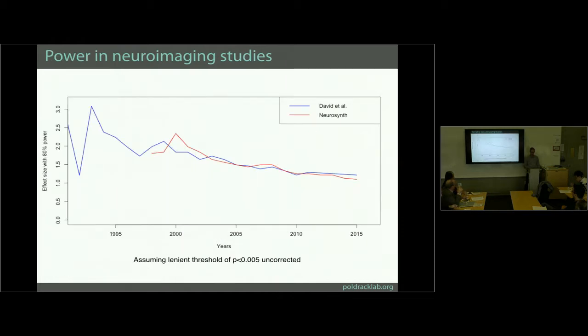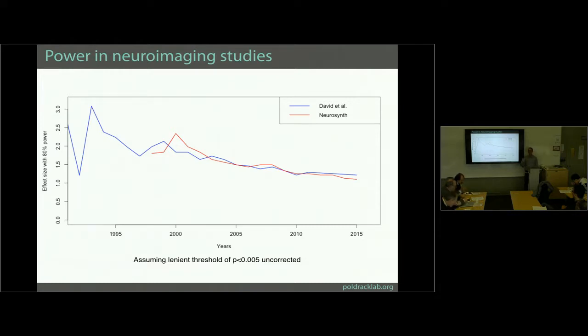So what does that tell us about power? Well, we don't know exactly what the right way to compute power is for these studies. But one thing we can do is just say for the simplest possible test, for a one sample t test, let's say threshold at p less than 0.005 uncorrected. So for a really liberal test that we know is actually too liberal, we still see that the effect size we have power to find is around 1, which is a monstrous effect size. Basically what this is saying, you're only powered to find huge effects.